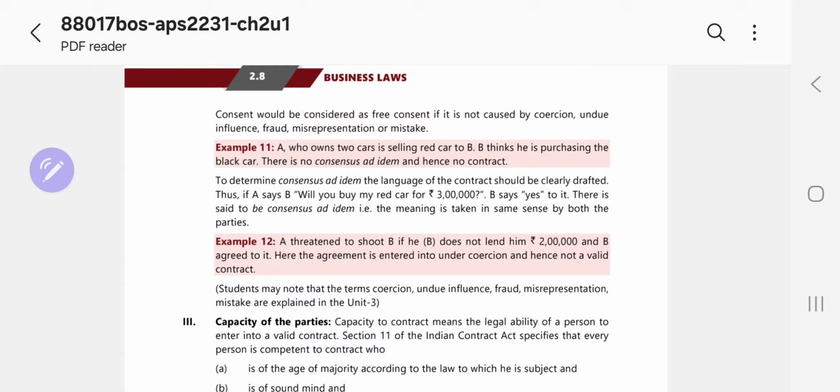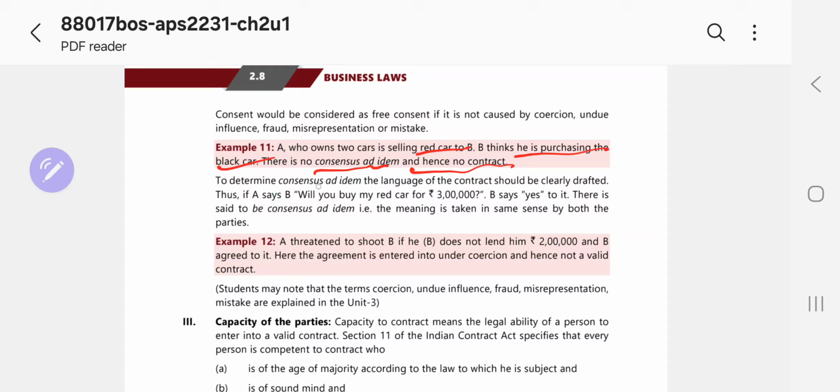For example, here you can see, A, who has two cars, is selling the red car to B. B thinks he is purchasing the black car. There is no consensus ad idem and hence no contract, because both the parties are thinking in a different way. A is thinking that he is selling the red car, but B is thinking that he is purchasing the black car. If both the parties are not thinking in the same way, then there is no contract.